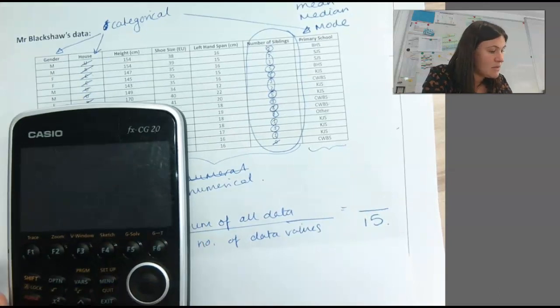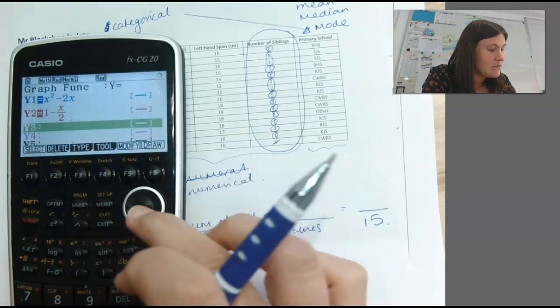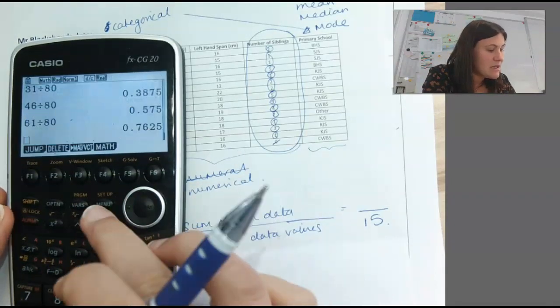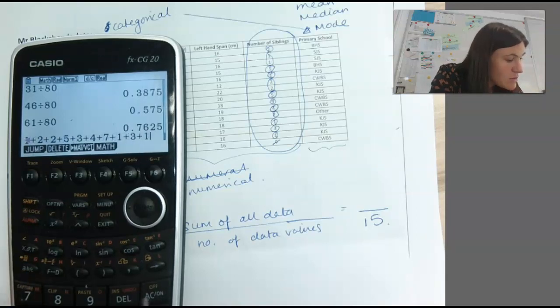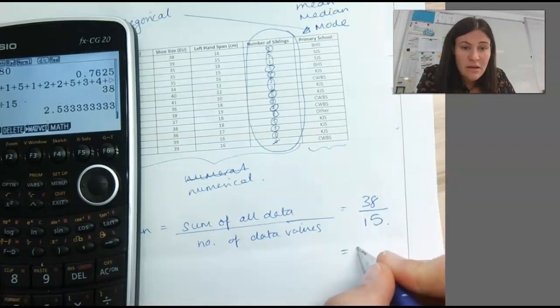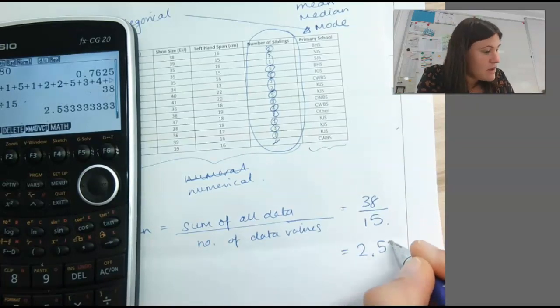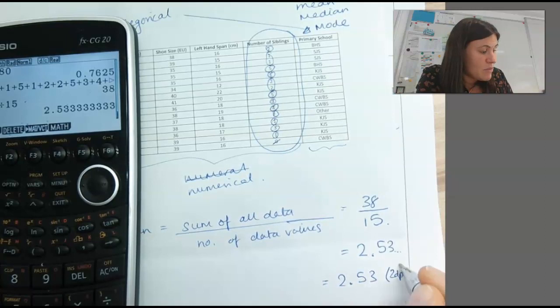To add them up, it's easiest to go from my raw data. I'm using this calculator, but it's going to work the same as your calculators. So 2 plus 1 plus 1 plus 5 plus 1 plus 2 plus 2 plus 5 plus 3 plus 4 plus 7 plus 1 plus 3 plus 1 plus 0. I don't need to put plus 0, because it doesn't make a difference. Then divided by 15, I get 2.53333333, which we can write as 2.53 if we round it to 2 decimal places.